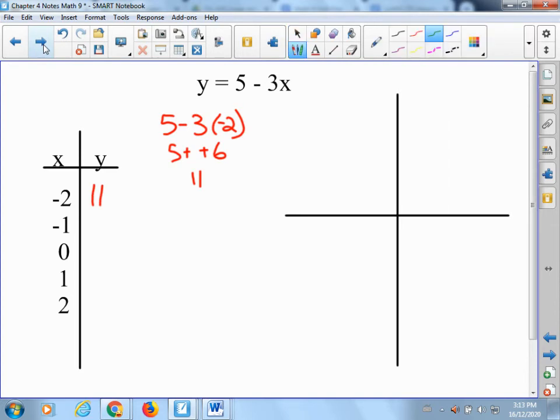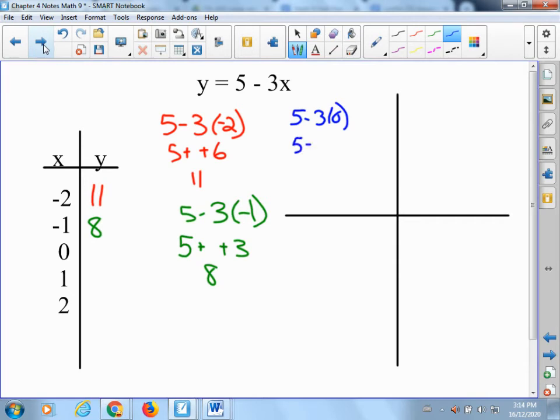If I did the second one, 5 minus 3 times negative 1. 3 times negative 1 is negative 3. And 5 minus negative 3 becomes plus, which gives me 8. For the next one, 5 minus 3 times 0, 5 minus 0.